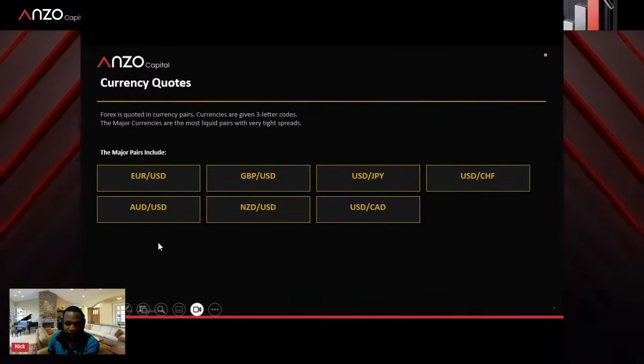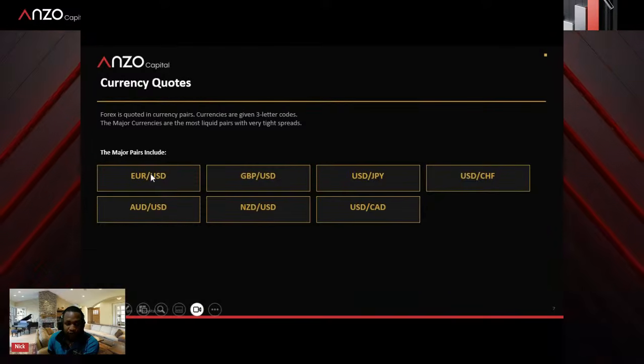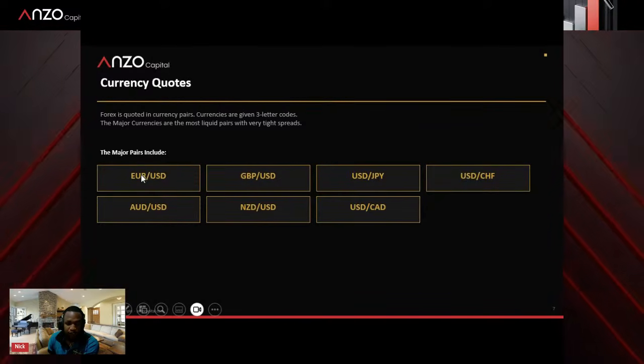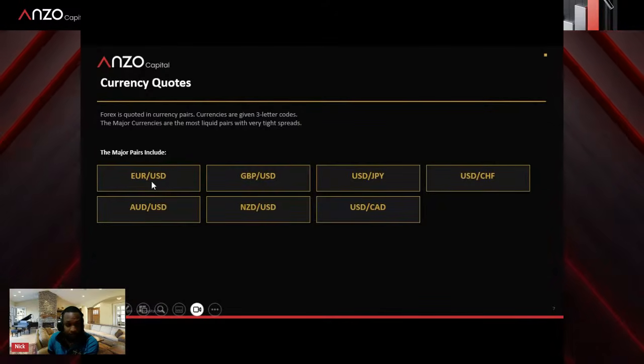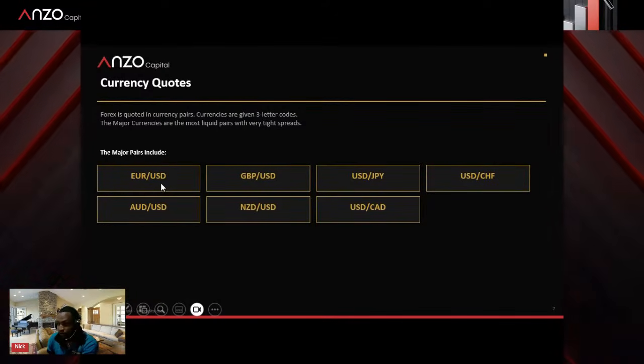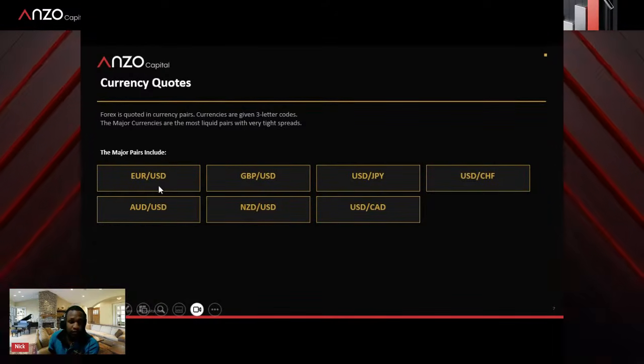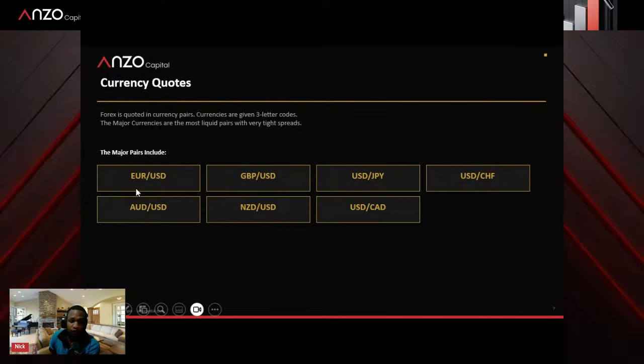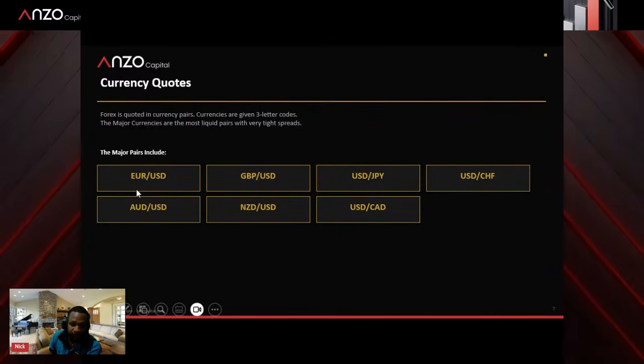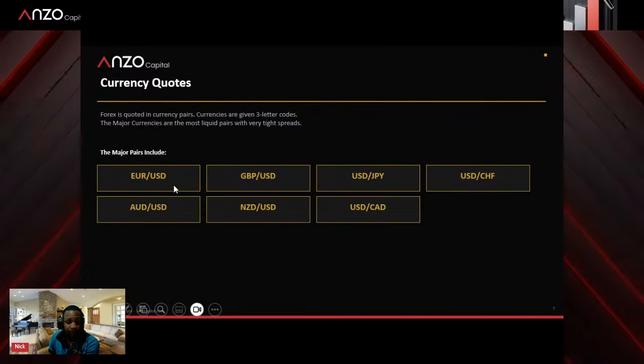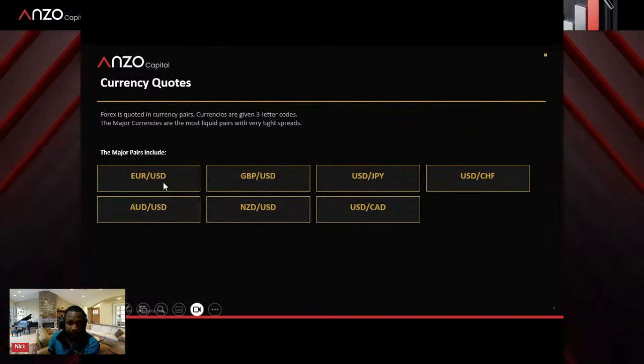Anytime that you press buy or sell, you're doing one action on the first currency, which is usually called the base currency, and the second currency is usually called the quote currency. Once you press buy, the action is always on the base currency, and the opposite action happens on the quote currency on the other side.